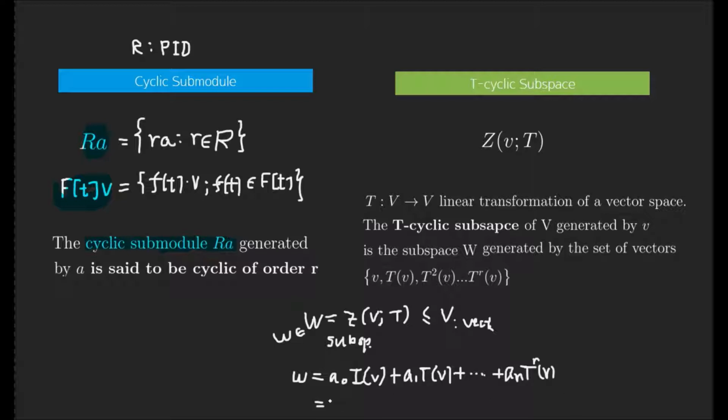And we can write this as a0 I plus a1 T and finally an T^r applied to V. We can say this looks like a polynomial. So we can say this is just changed to f(T)V. So we can write the element W as f(T)V, with f a polynomial.